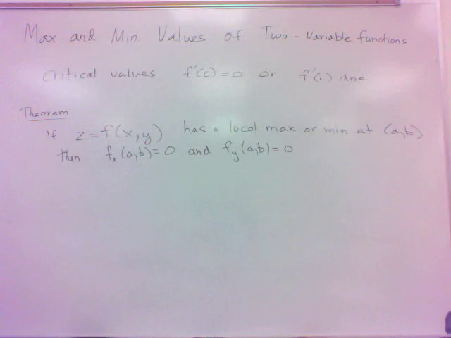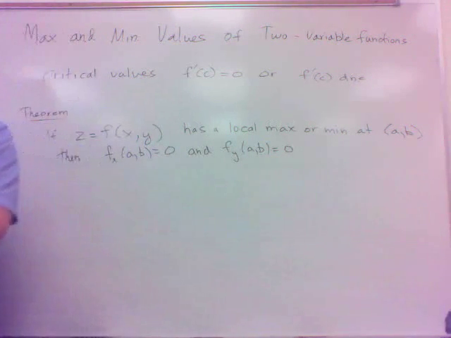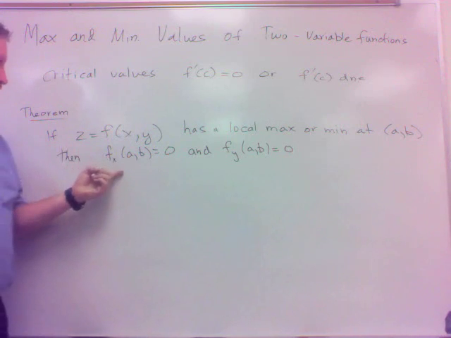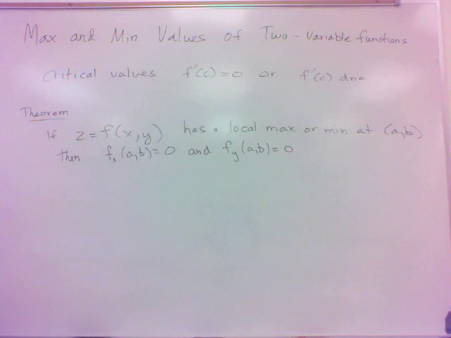So we see the connection there. The partial derivatives equal 0, and it has to be both. Both of them have to equal 0. And so that's the critical points we're going to look at, when the partial derivative with respect to x at a, b equals 0 and the partial derivative with respect to y equals 0. That's where we focus our attention.